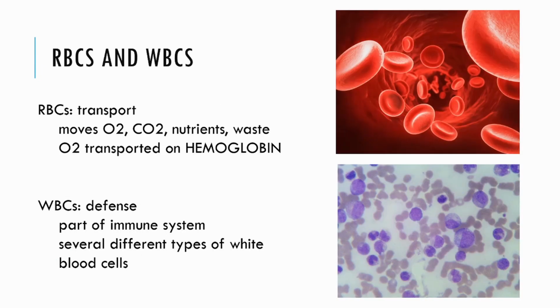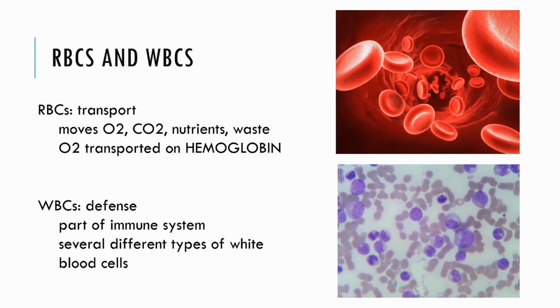So let's look at the red blood cells and white blood cells, which are commonly shortened to RBCs and WBCs. Again, red blood cells, their primary job is transportation. They're going to move oxygen, carbon dioxide, waste, nutrients, and so on and so forth around our bloodstream. Their main job is to attach to oxygen to transport it around. And in order to do that, we have a protein called hemoglobin found on the surface of the red blood cells.